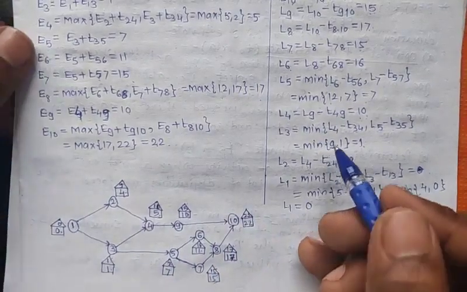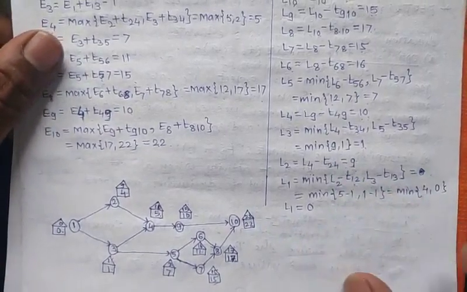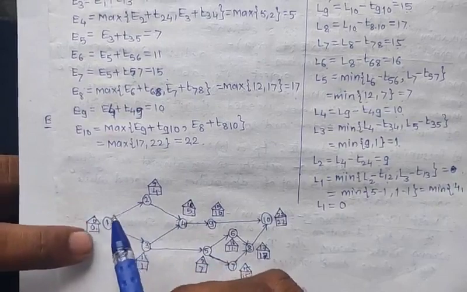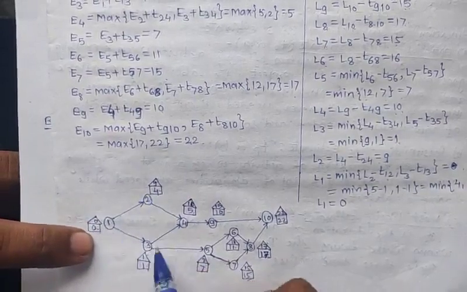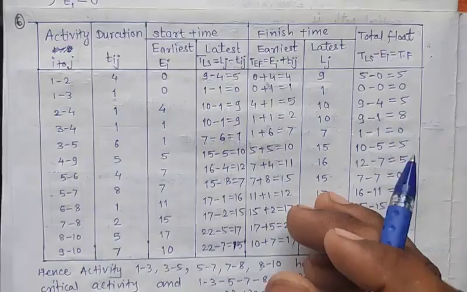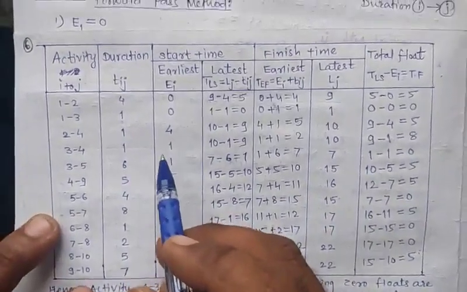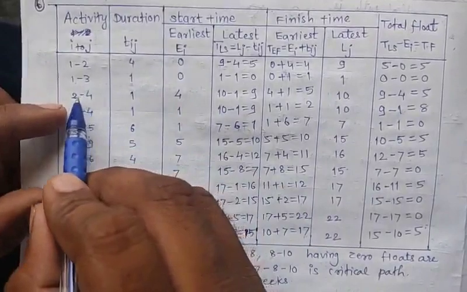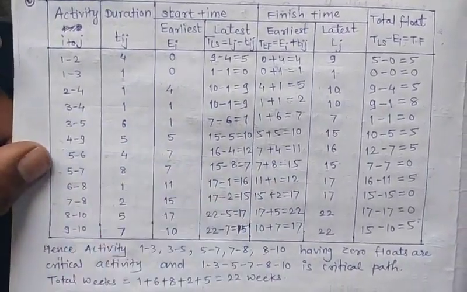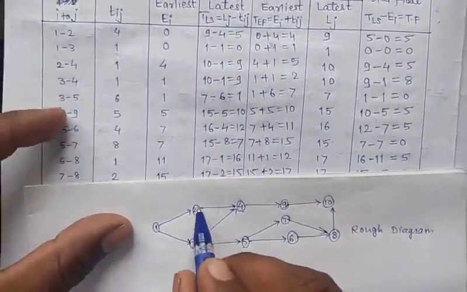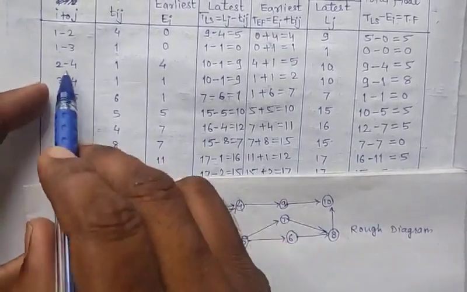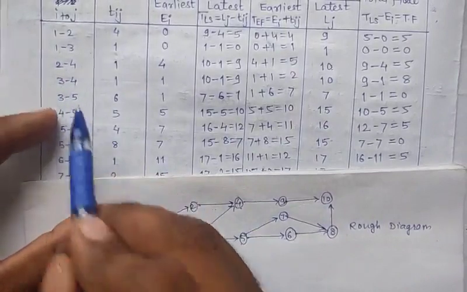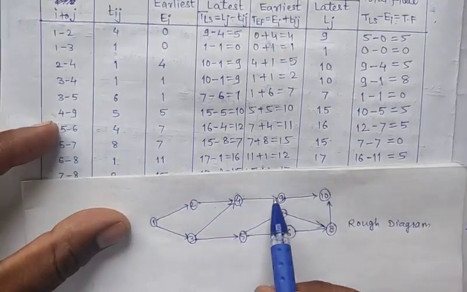Now, prepare the table. Here we have the activities: 1 goes to 2, 1 goes to 3. From the figure we write activity 1-2, 1-3. Next, 2 goes to 4, 3 goes to 4, and 3 goes to 5. Next, 4 goes to 9.